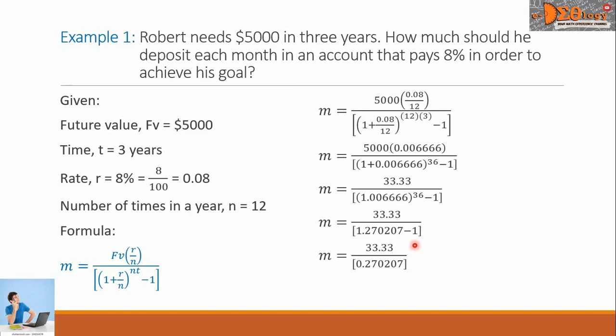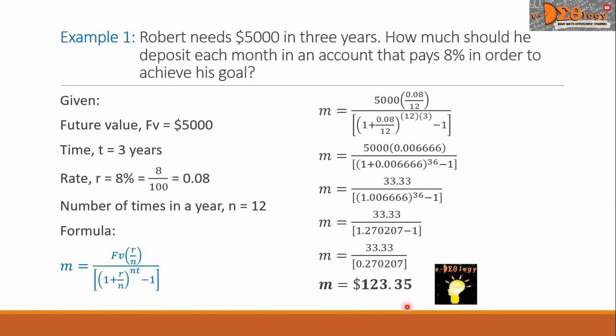So we have now 33.33 divided by 0.270207, and the answer is 123.35. This is our M. This is the sinking fund. Of course, we will attach our dollar sign, and this is our final answer.